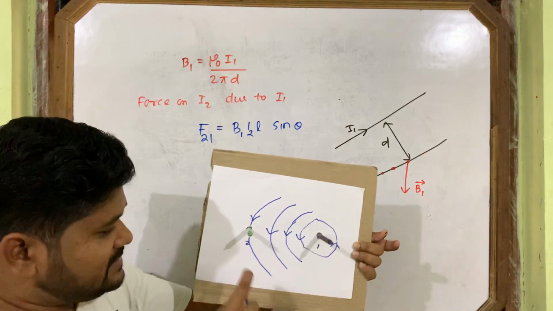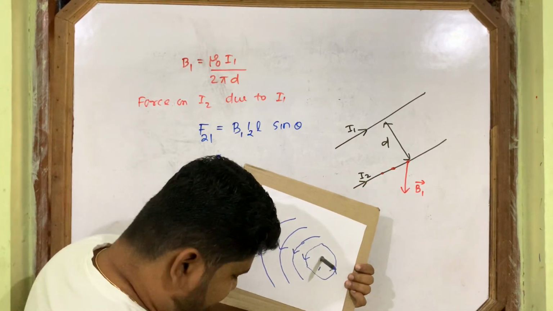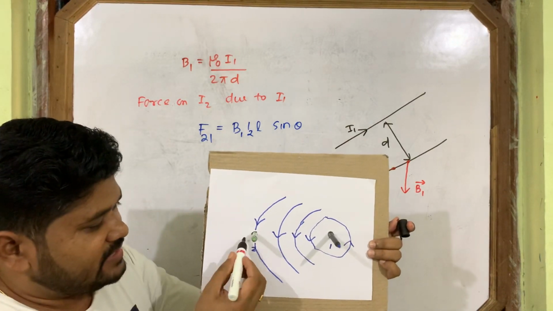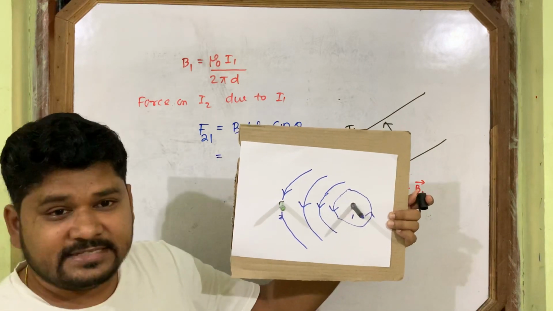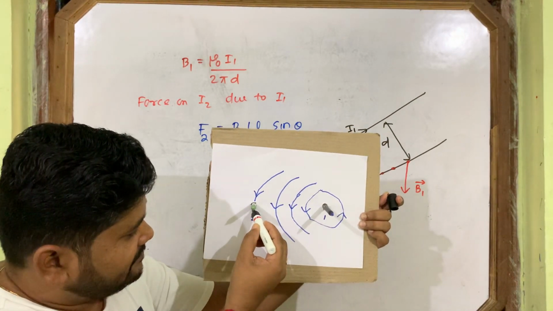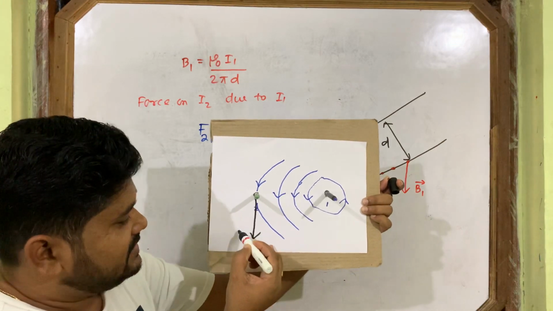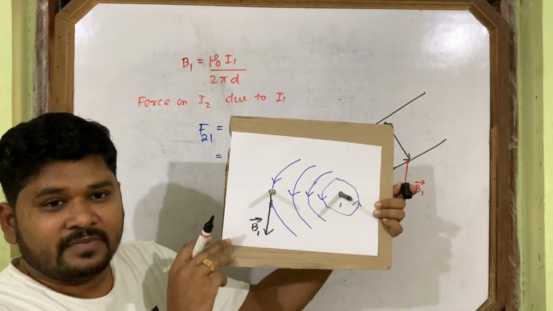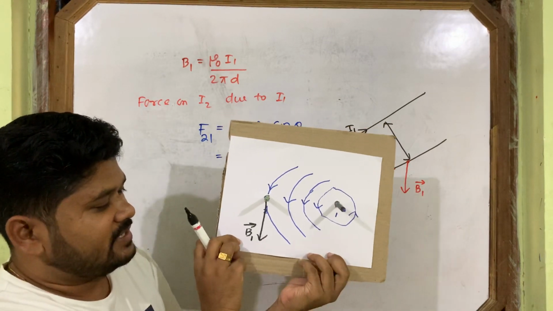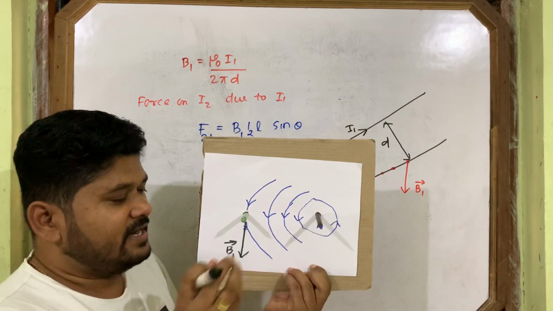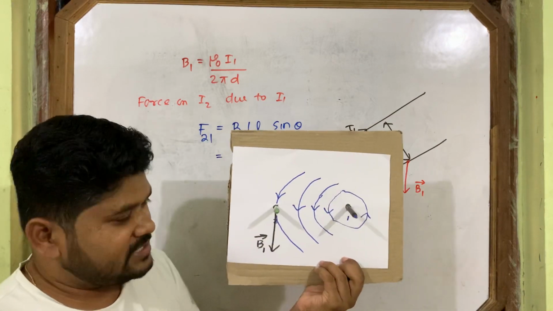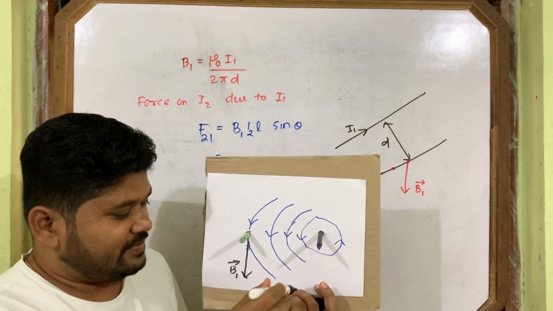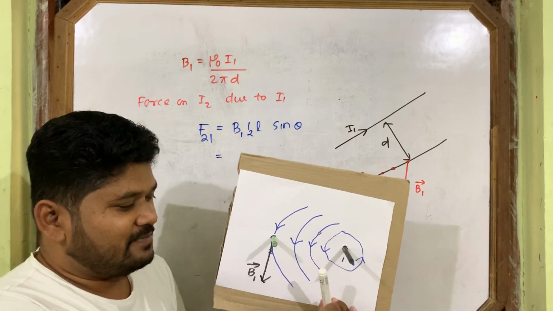Okay, if the lines of force are like this, where is the direction of the magnetic field? Exactly on I2. Here, where is the direction of the magnetic field? The magnetic field will be along the tangent. So this is the tangent. This is the direction of the magnetic field, the B1 vector. This I1 current provides the magnetic lines of force, and this is the direction of B1 at this point, along the tangent.